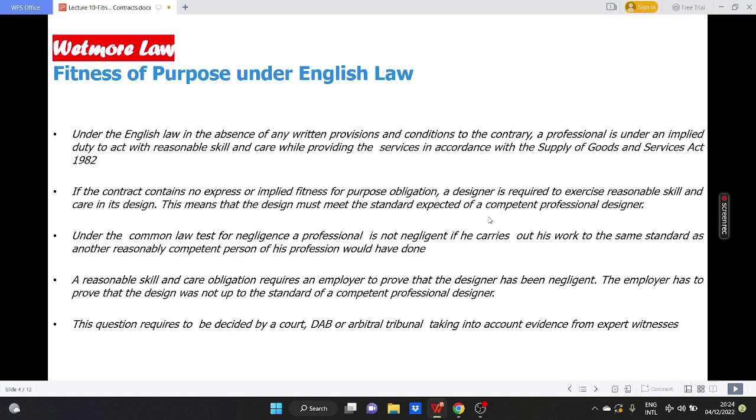A reasonable skill and care obligation requires an employer to prove that the designer has been negligent. The employer has to prove that the design was not up to the standard of a competent professional designer. This question requires to be decided by a court, DAB, or arbitral tribunal, taking into account evidence from the expert witness.